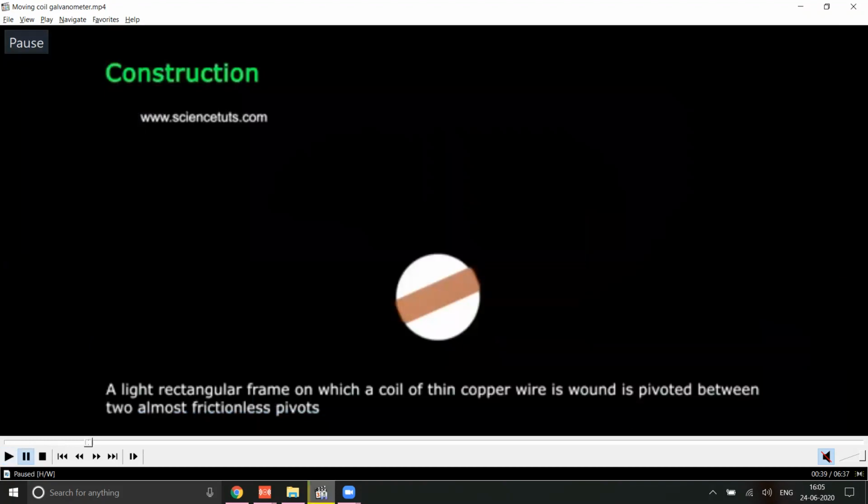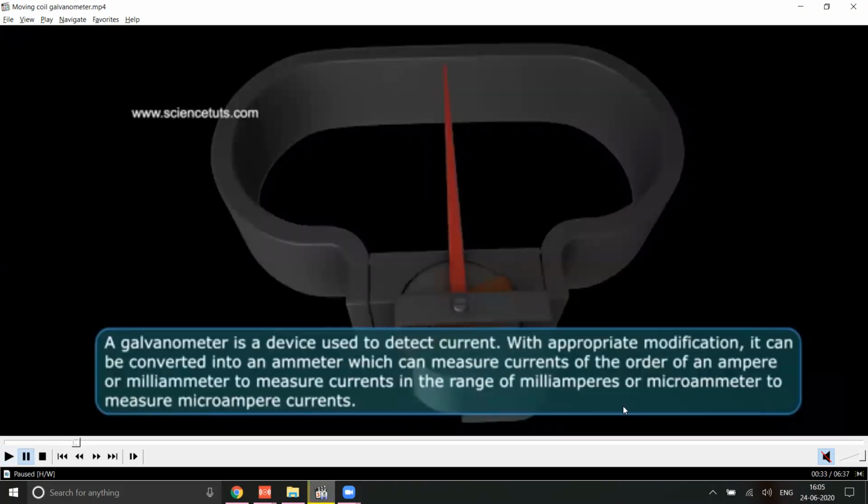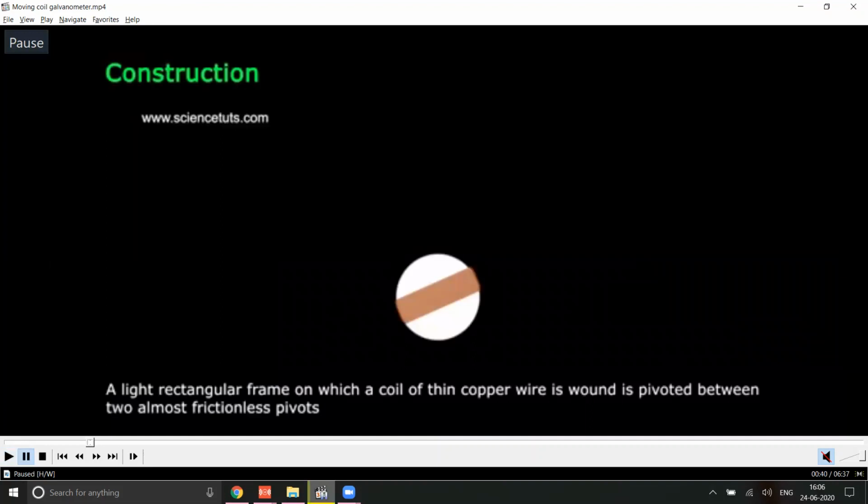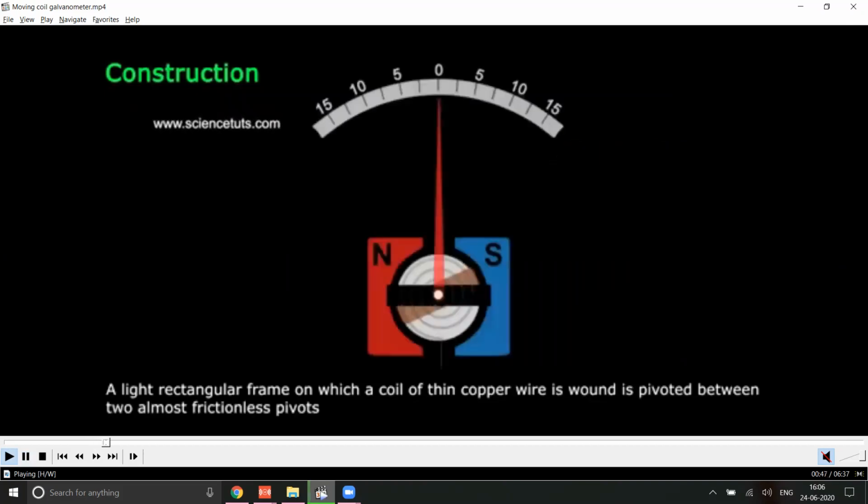Okay, construction. This is the cylindrical portion which you see from the top, which is connected to the pointer. The cylindrical portion has a coil wound around it in the form of a rectangle. For construction, you have a light rectangular frame on which the coil of thin copper wire is wound and pivoted between two almost frictionless pivots. So you have a copper wire. Now you are able to see this diagram.